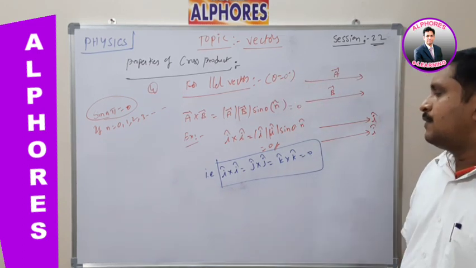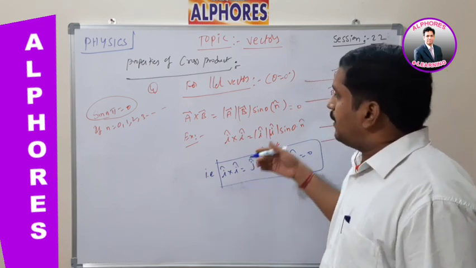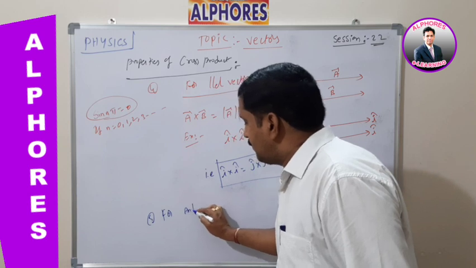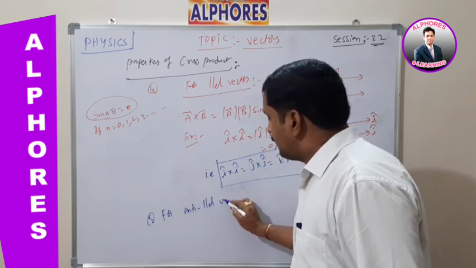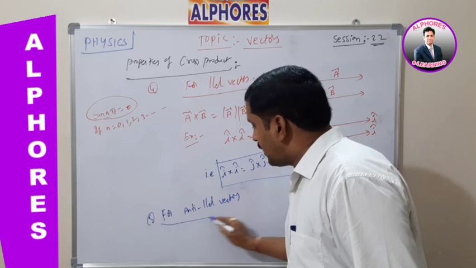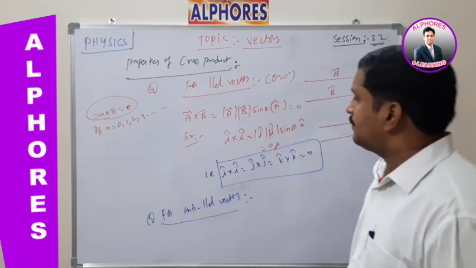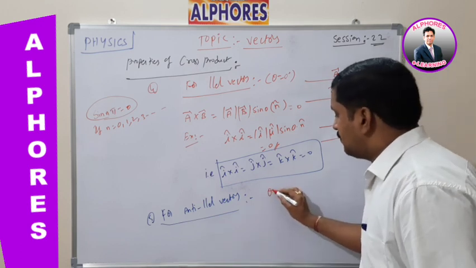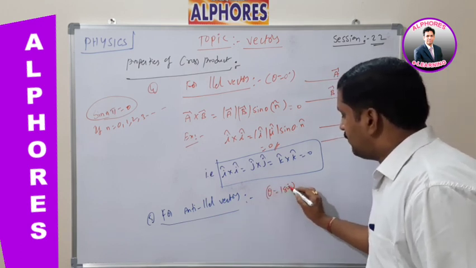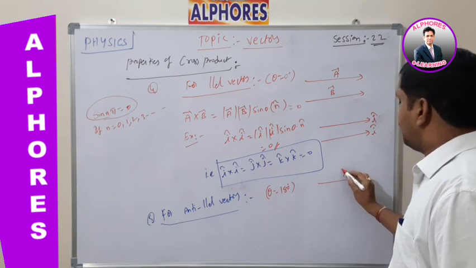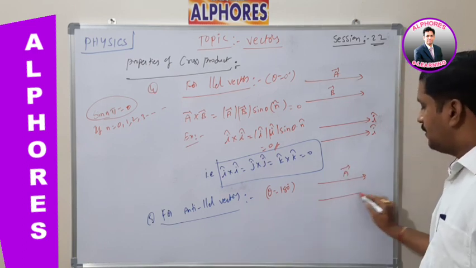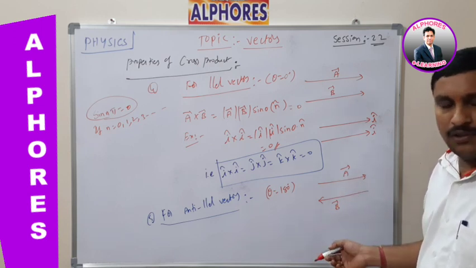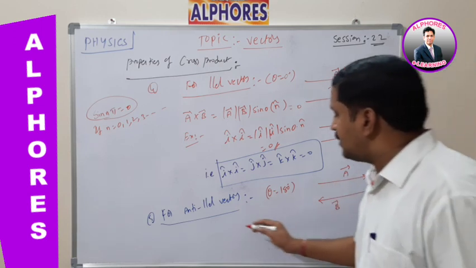Now, as per the relation, I have to find the next step. For anti-parallel vectors also I have to give the 5th point. What happens to anti-parallel vectors? Theta belongs to 180 degrees. That means if the two vectors are oriented in different directions, this is a bar one vector, this is b bar another vector, both directed in opposite directions.